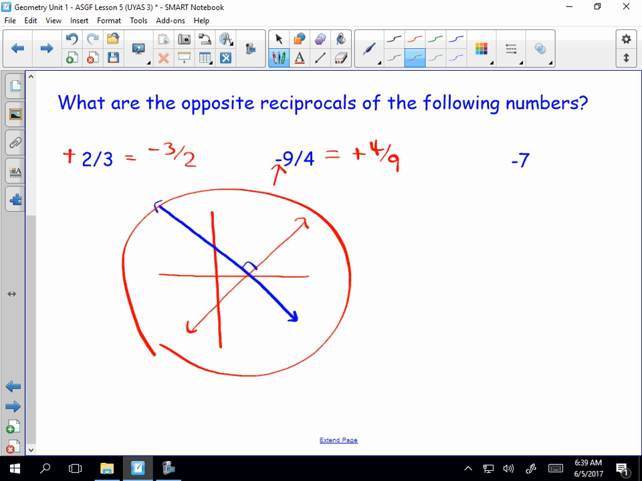Now, for our last one here, we've got a -7. What we want to remember is to turn it into a fraction over 1, and then we can convert to our opposite reciprocal slope, positive 1/7. Now, when you have positive slopes, you don't have to put the plus in front. I'm just doing that here for emphasis.